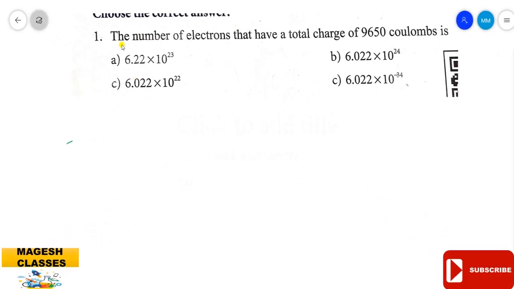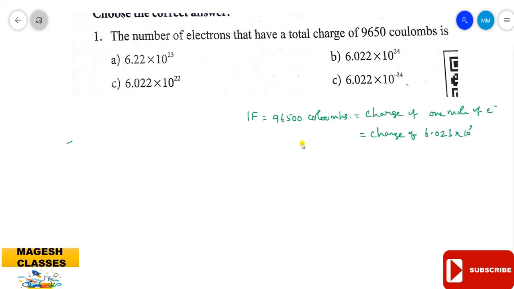Question number 1. The number of electrons that have a total charge of 9650 coulombs is. The concept is, we know that 1 Faraday is equal to 96500 coulombs. That means it is the charge of 1 mole of electrons, or the charge of 6.023 into 10 to the power 23 electrons. That means in 96,500 coulombs, the number of electrons is 6.023 into 10 to the power 23.